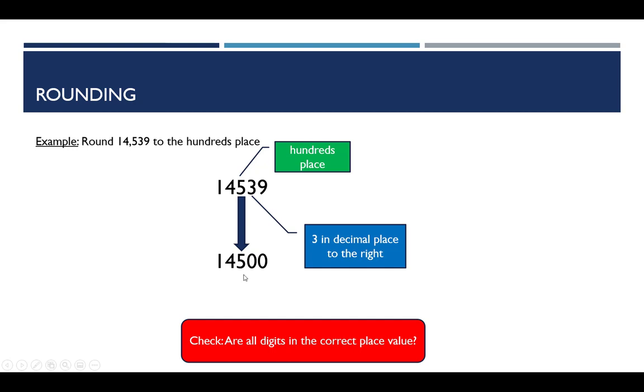It would be totally incorrect to write 145. Just think about that for a moment. If this was your bank account, 14539, and someone asked you to round to the nearest hundreds, $145 would be totally wrong. 14539 would become 14500. So don't forget that step.